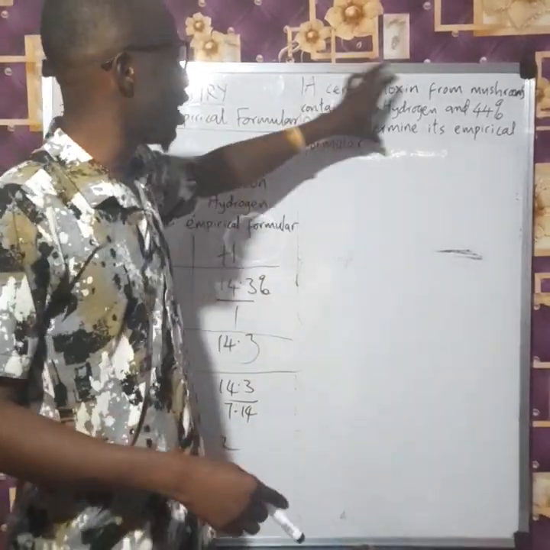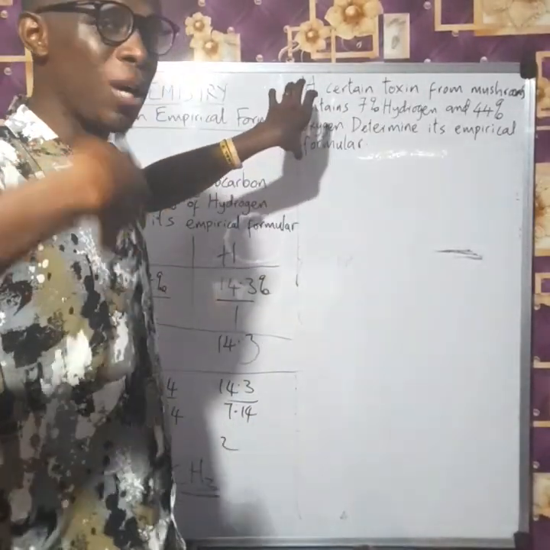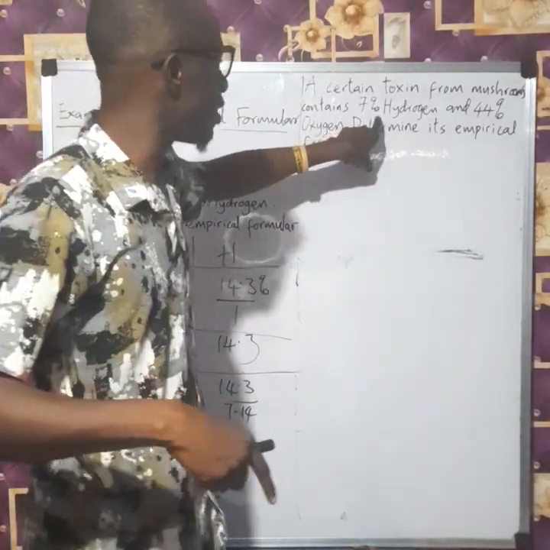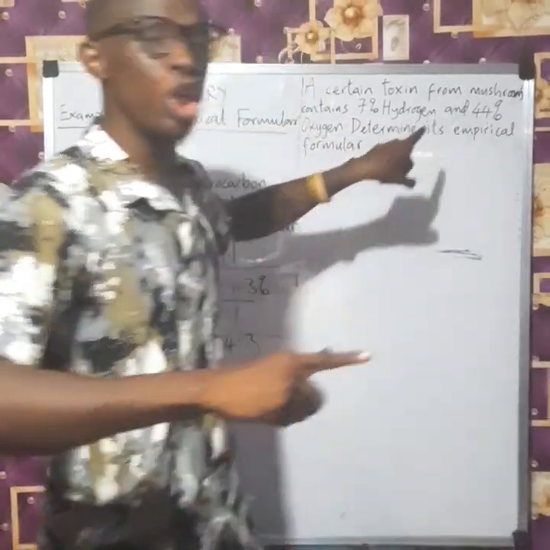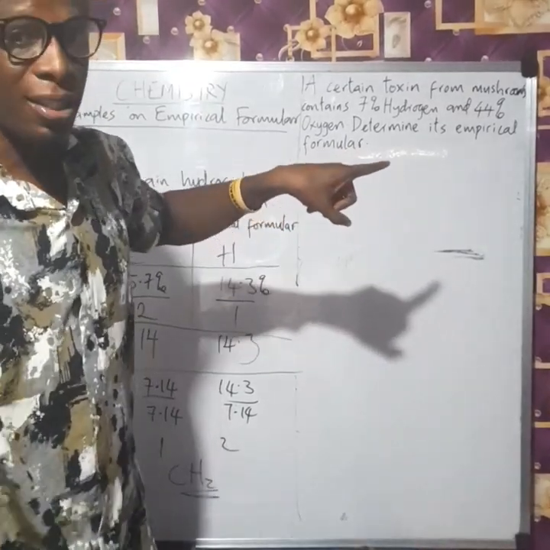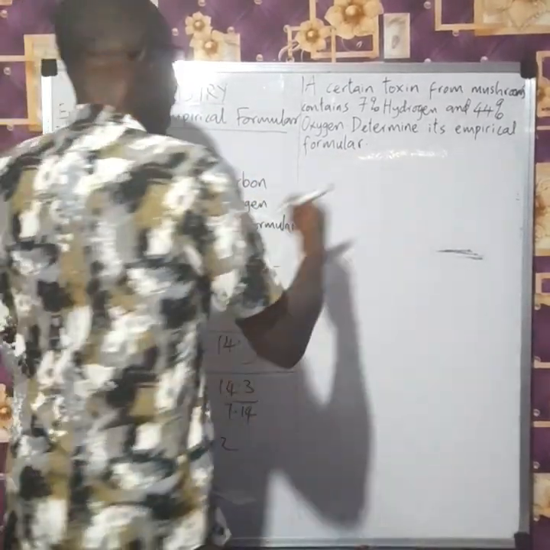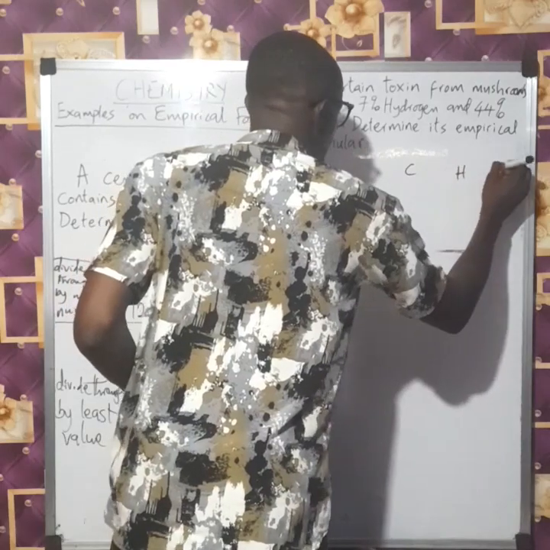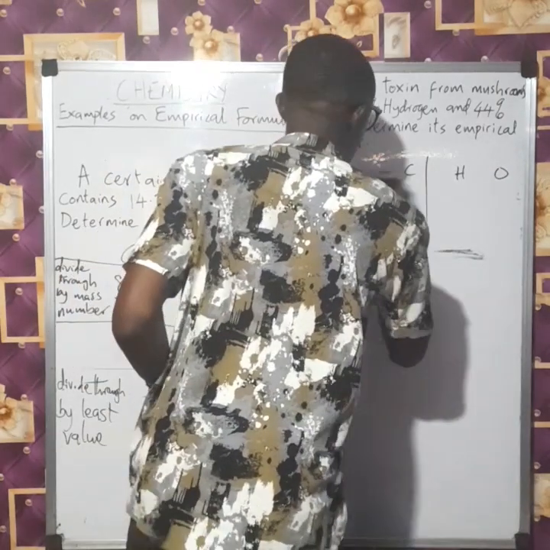But when it's just in this case where you are not told hydrocarbon, and you see that this percentage here and this percentage here does not sum up to 100, the remaining one will be for the third element, and the 3 elements there must be what? Carbon, hydrogen, and oxygen. I hope you are following.